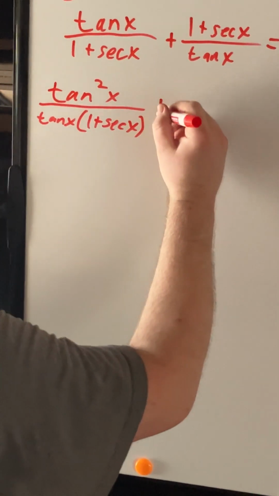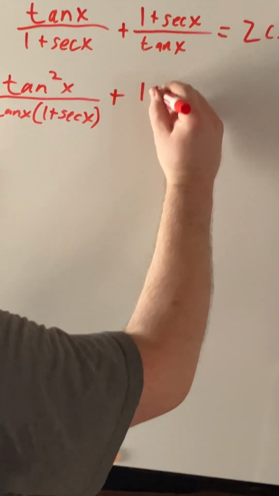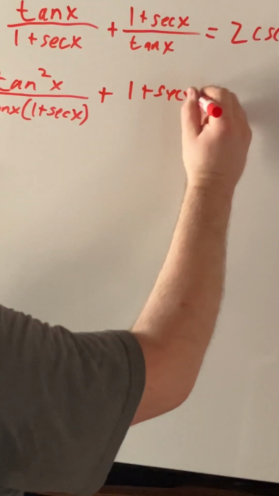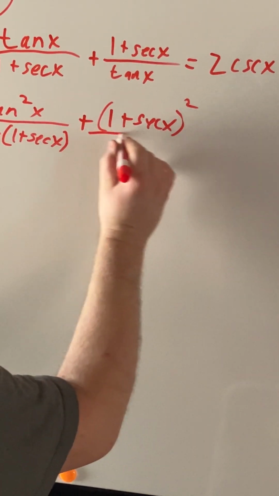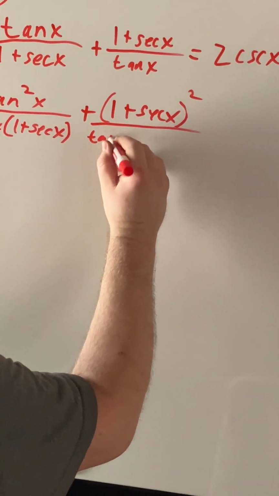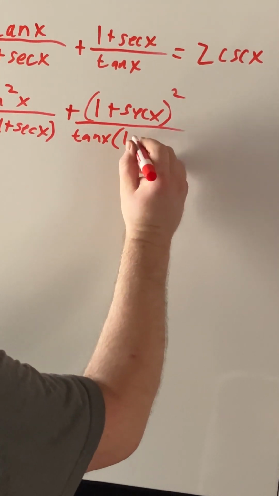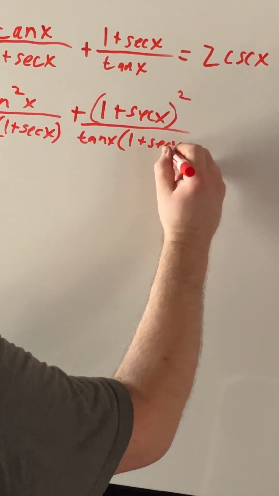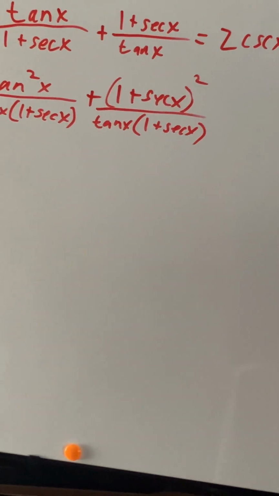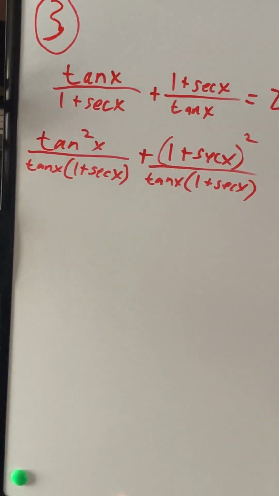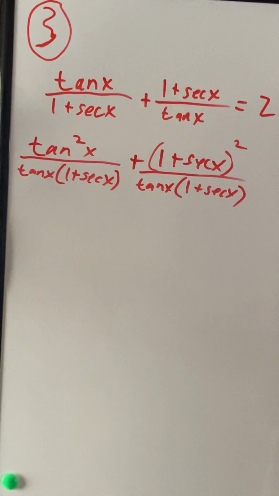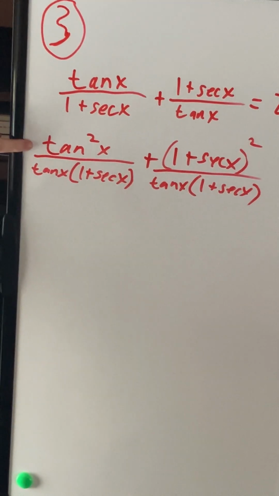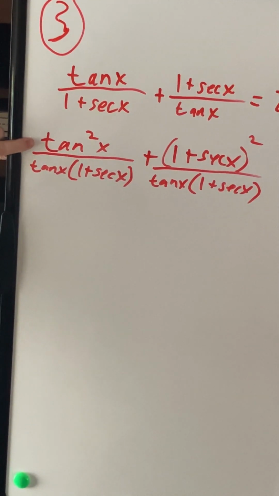On our second term, we're going to have 1 plus secant x times itself, so I'm going to write that as squared. And of course, we're going to have the same denominator on this one, 1 plus secant x. Okay, so when we're looking at this, we might think, okay, do I want to do a trig substitution with a Pythagorean identity?